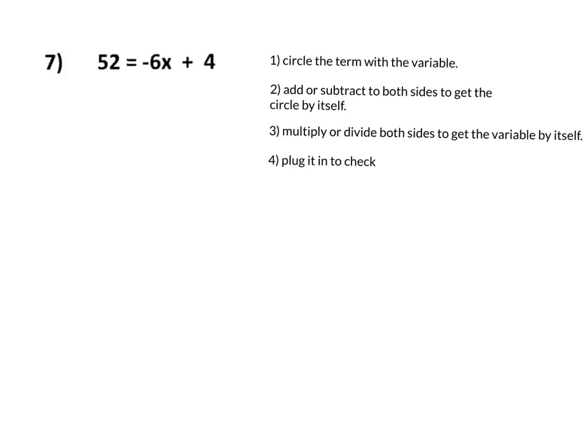First thing we're going to do is circle the term with the variable. In this case, it's -6x. Check. Number 2, add or subtract to get the variable by itself. So how do we get rid of a +4? The inverse of +4 is -4. I'm going to do that to both sides.